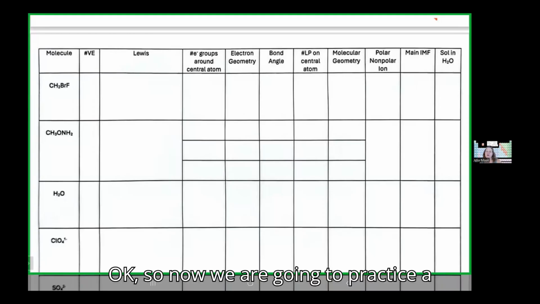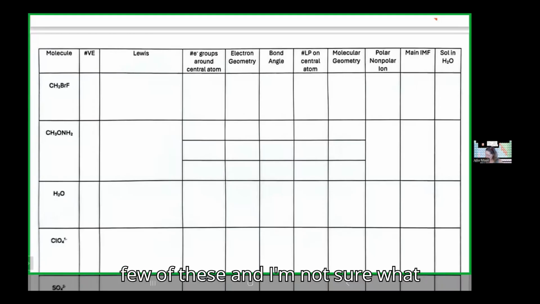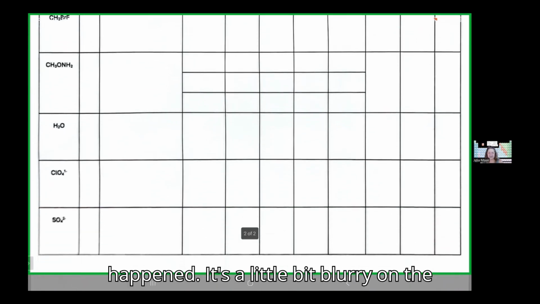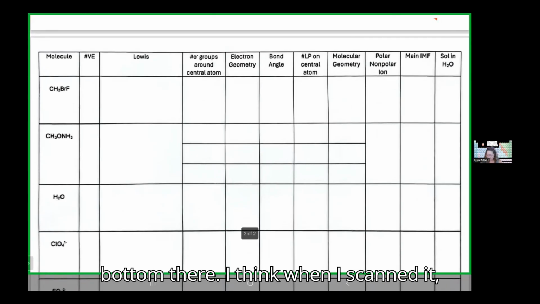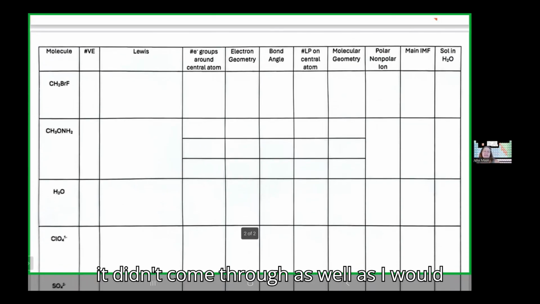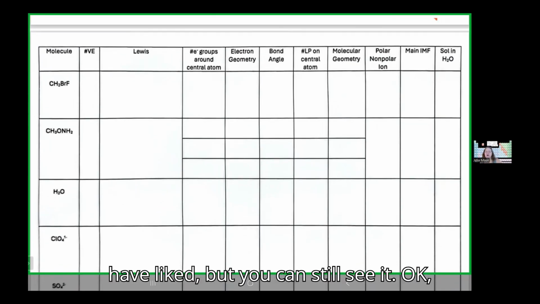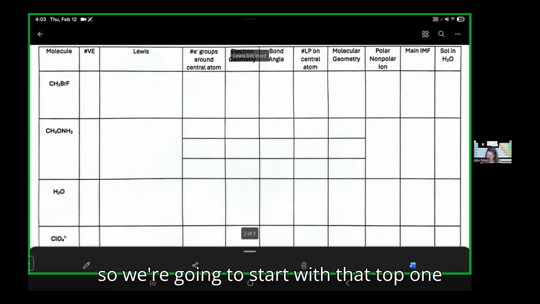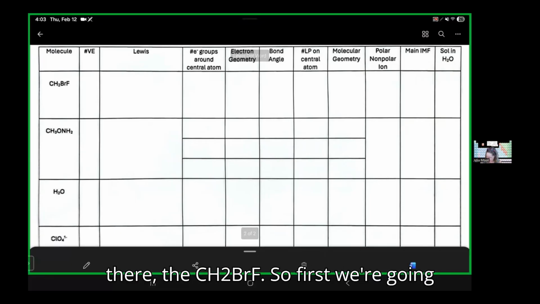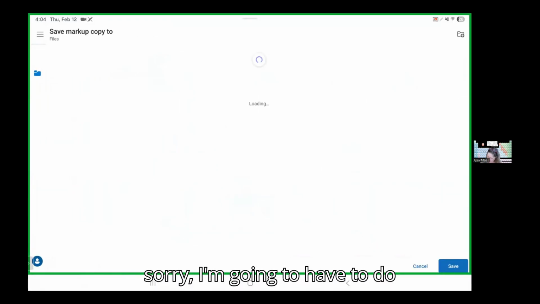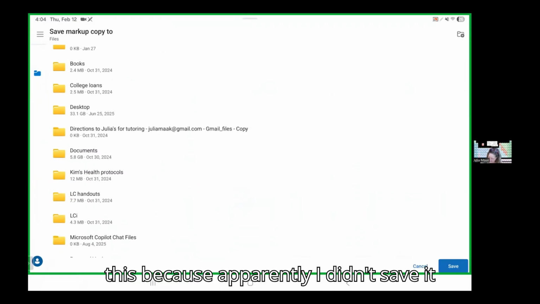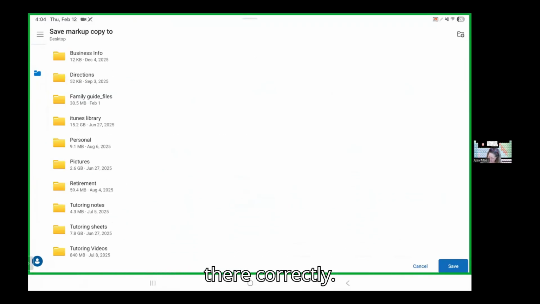So now we are going to practice a few of these, and I'm not sure what happened. It's a little bit blurry on the bottom there. I think when I scanned it, it didn't come through as well as I would have liked, but you can still see it. So we're going to start with that top one there, the CH2BrF. So first, we're going to follow our rules. I'm hoping, oh sorry, I'm going to have to do this because apparently I didn't save it there correctly.